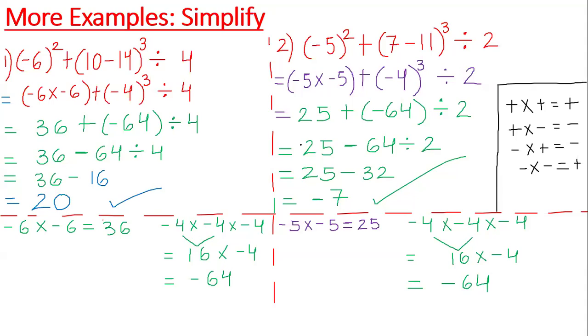I can see right here where the third line has 25 plus negative 64 divided by 2, and then you come down and you now have 25 minus 64 divided by 2. Yeah, because positive times, that's what the bracket means, times. Positive times a negative is a negative. Understand? That's why. Let's do another one.